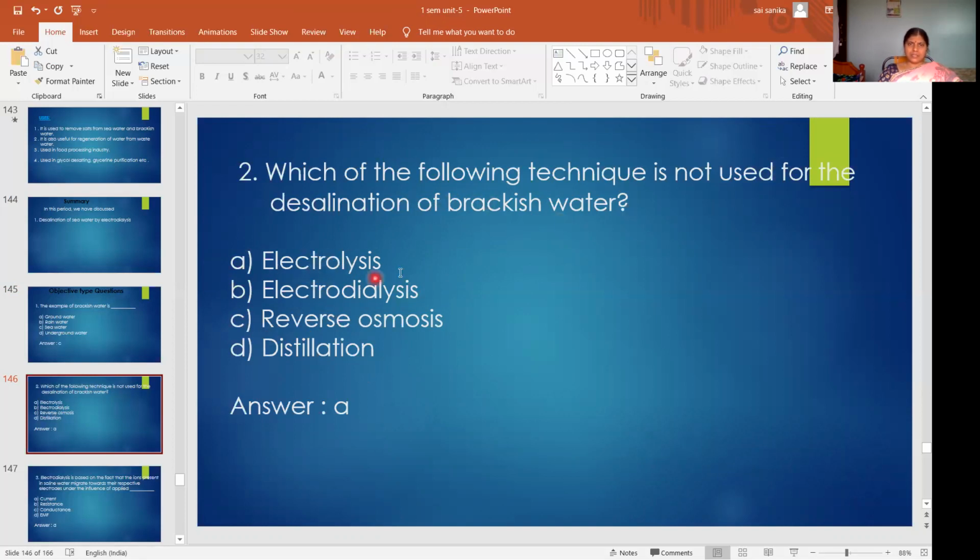Electrolysis. In electrolysis, we do desalination? No. In electrodialysis, we can do it. In reverse osmosis, we can do it. In distillation, we can do it. So the answer is electrolysis. Electrolysis is the technique not used for the desalination of brackish water. So the answer is A.